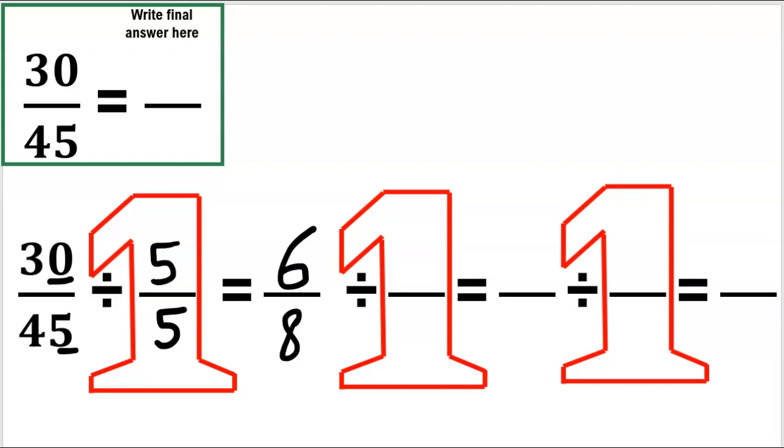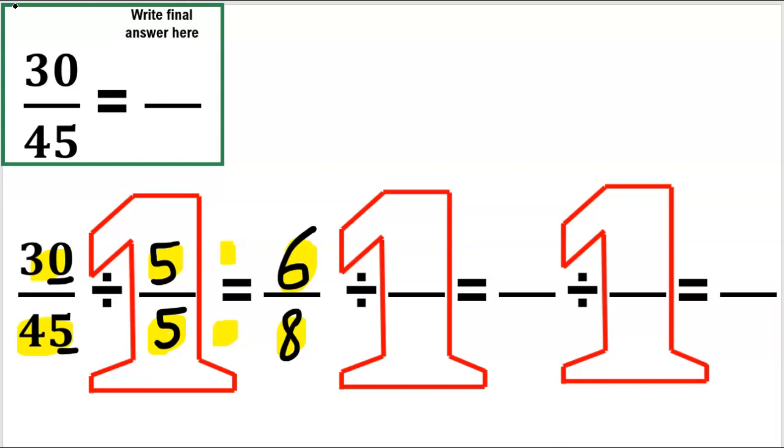And you can check it backwards. Let's see. 6 times 5 is 30. 9 times 5 is 45. Now can we simplify this any more? We did make the numerator and the denominator smaller numbers, but are these the smallest numbers possible to represent this same equivalent fraction?